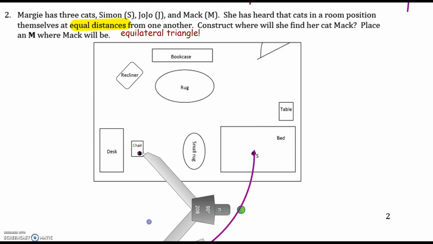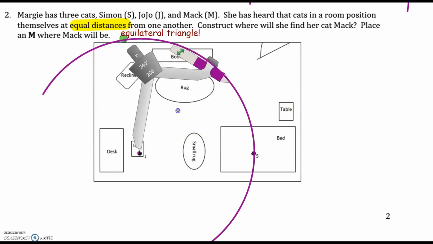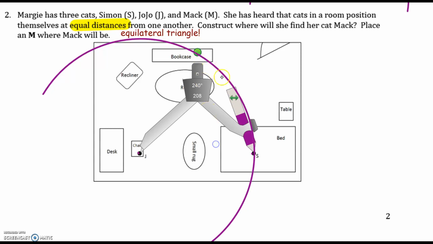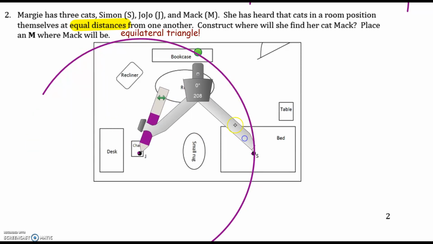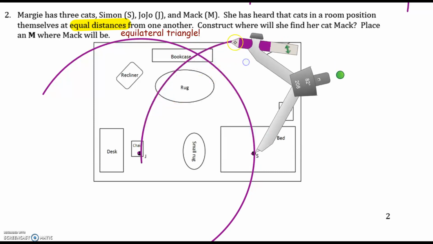Then we're going to figure out where in this room the third cat will be. So I'm going to swing that arc, and then I'm going to flip it around and do the same thing, just like with my equilateral triangle. And I will find the intersection here, which is where the third cat, Mac, will be.